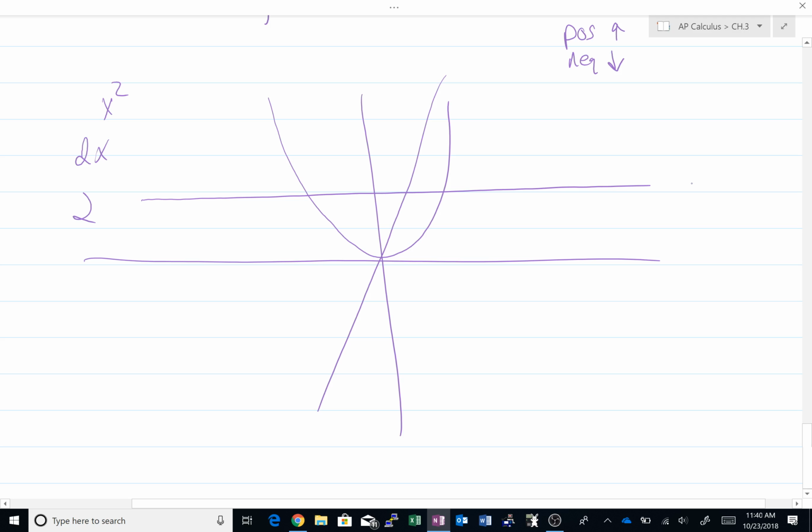So let's look at this. This is a very simple example. Notice that this is my y prime, this is y, and this is y double prime. Notice y prime is increasing everywhere. What does that tell you about concavity? It's concave up. When y prime is increasing, y is concave up. When y prime is decreasing, y is concave down.